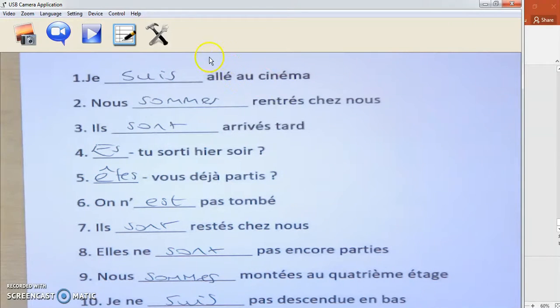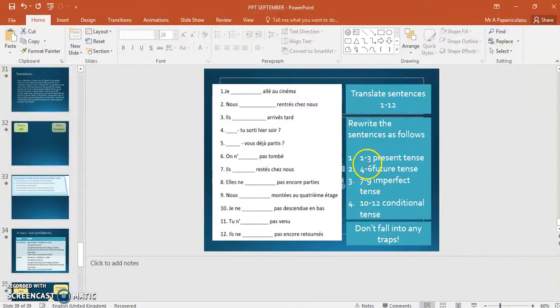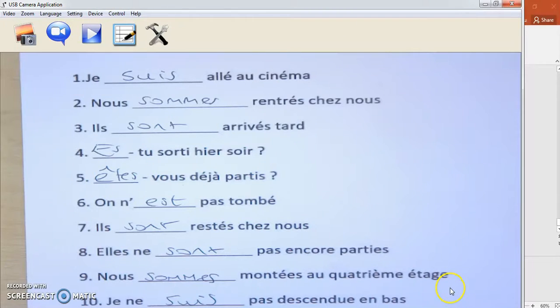So you'll see with the first one that we've got the word aller. So this is the verb aller in the perfect tense. Je suis allé au cinéma. I went to the cinema. What I need you to do with this one, as it's 1 to 3, is to write that into the present tense. So not I went to the cinema, but I go to the cinema. Now, there are two ways that you can do that. Well, there are three ways that you can do it.